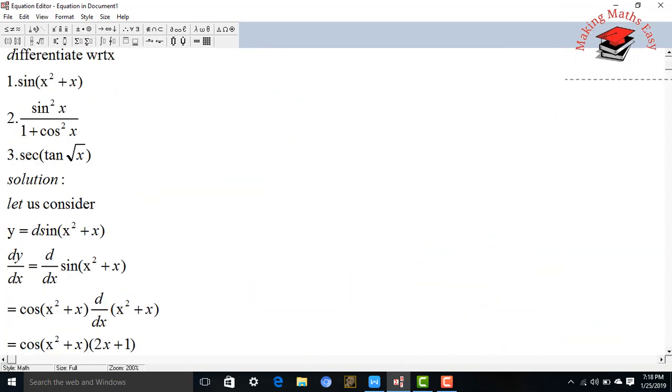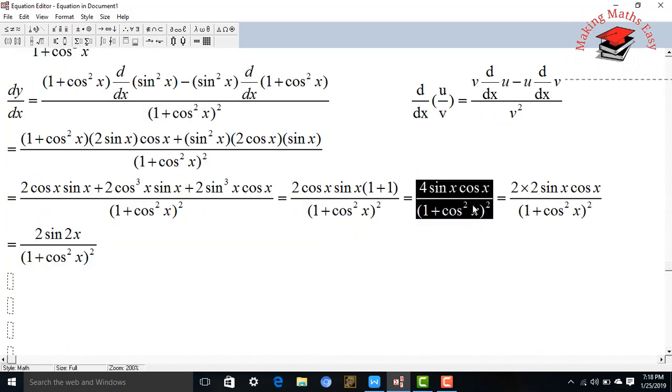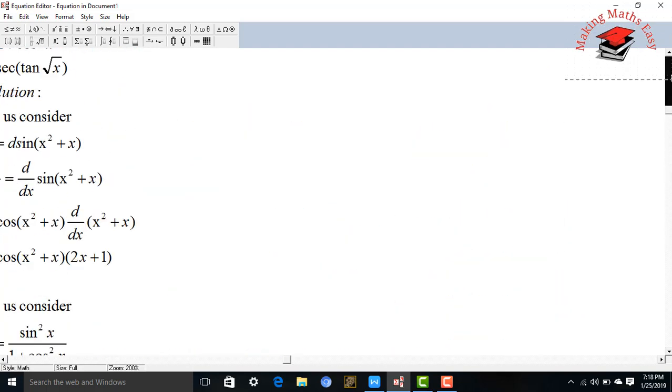We can also simplify. If you don't want to simplify, you can keep it as it is. You can keep it in this form, never mind. But if you want to simplify, you can simplify and bring it in the simplest form. You can reduce the answer and bring it in the simplest form. So now we will solve the next sum, or the third sum.